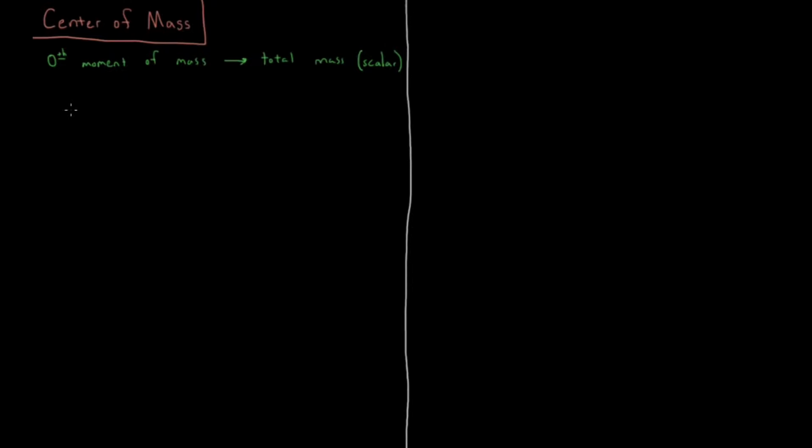So to compute the total mass, it's a pretty simple formula. We have a sum from i equals 1 up to the number of atoms n of the mass of each of the individual atoms. So sum over all n atoms. Okay, so that's pretty simple thus far.